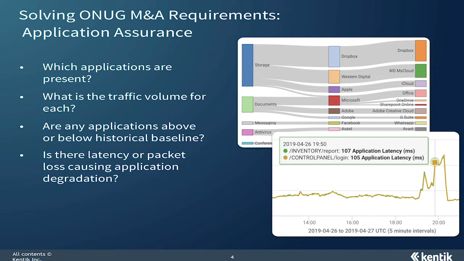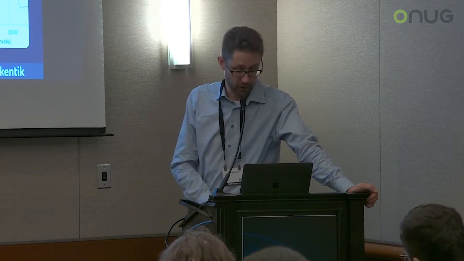We can also profile and detect deviations from historical normal activity. So if we see applications talking to things they haven't talked to before, or above or below baseline, we can apply some machine learning techniques to automatically pull out deviations from historical behavior.